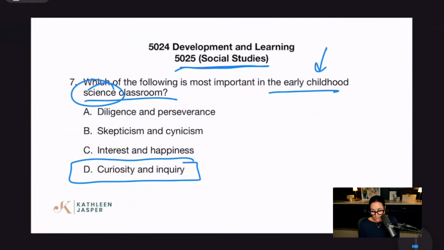Now you might say, well, diligence and perseverance is good. Interest and happiness is good. Yes, it is. But curiosity and inquiry for the little ones is most important. They ask questions like, why does that happen? I wonder if that would happen if I did that. They're always doing that. If you watch little kids, they do the coolest things.